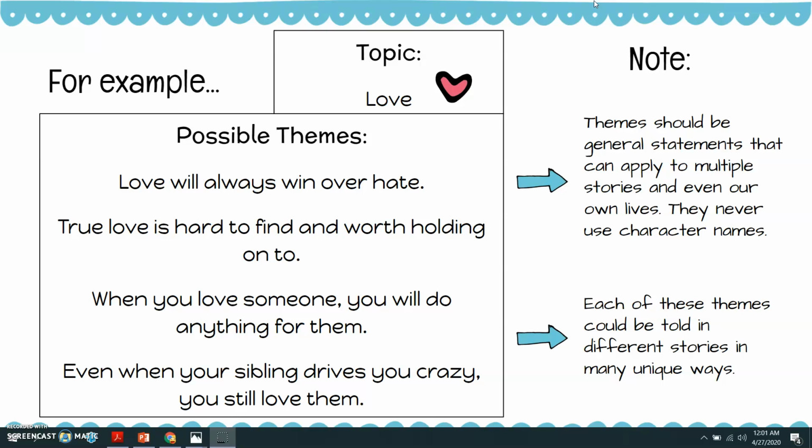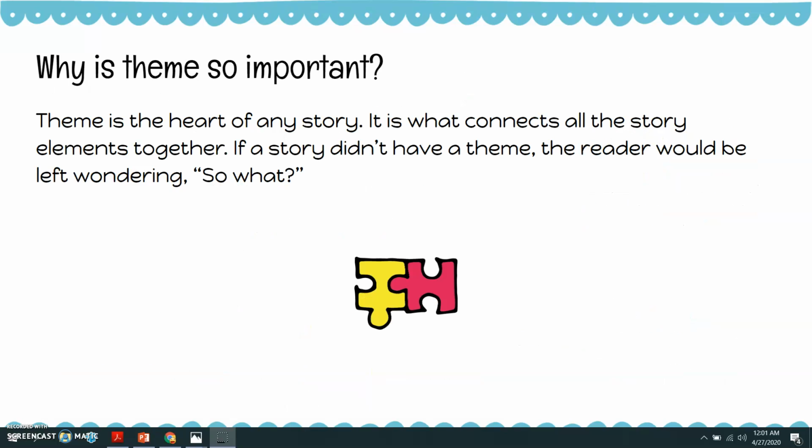Themes should be general statements that can apply to multiple stories and even our own lives. They never use character names. Each of these themes could be told in different stories in many unique ways. So why is theme so important? Theme is the heart of any story. It is what connects all the story elements together. If a story didn't have a theme, the reader would be left wondering, so what?